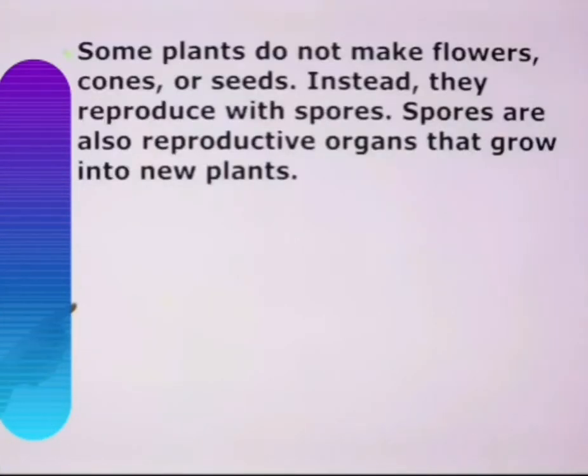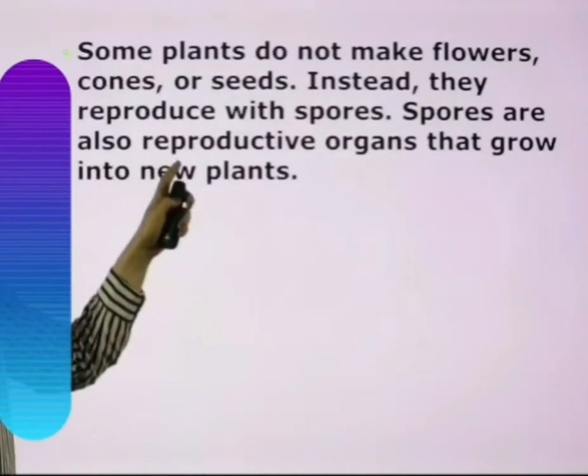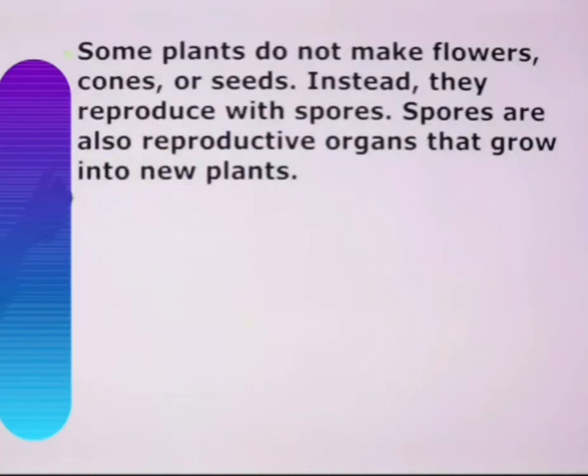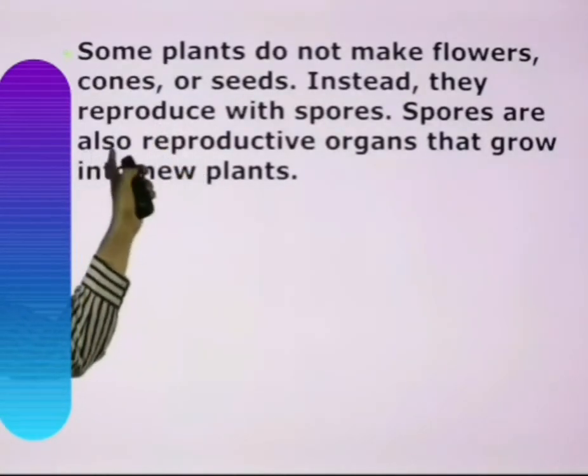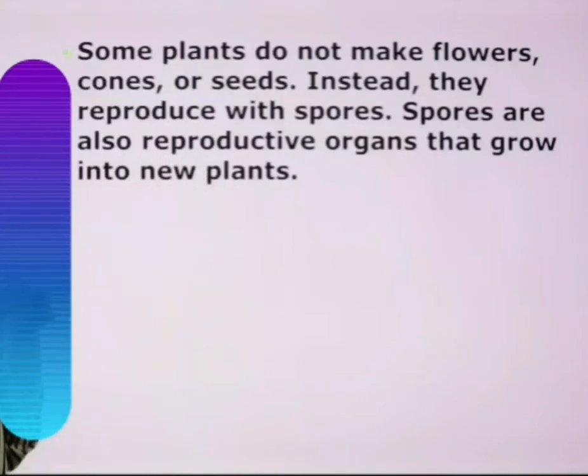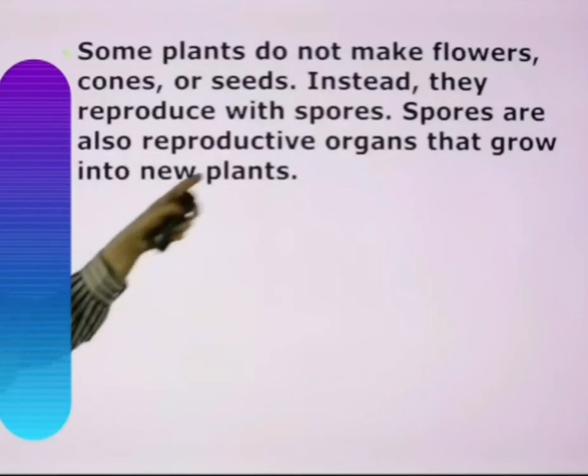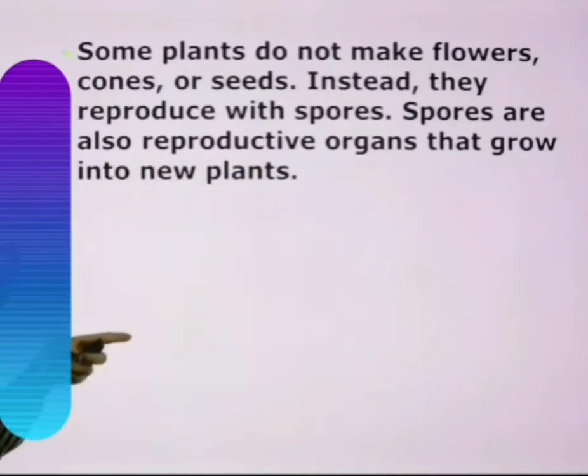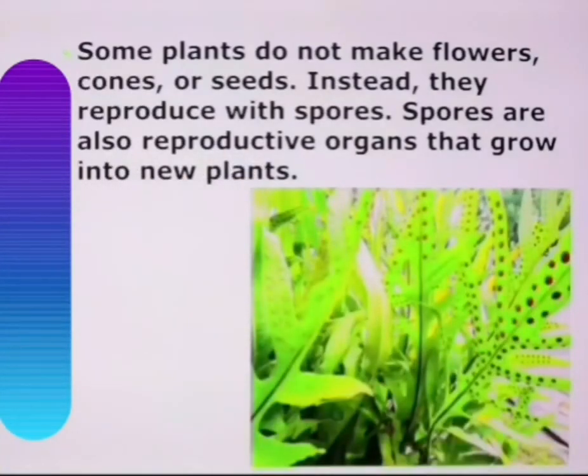Some plants do not make flowers, cones, or seeds. Instead, they reproduce with spores. Spores are also reproductive organs. So we said that reproductive organs are the organs or the parts of the living thing that make the new baby, that grow into new plants.